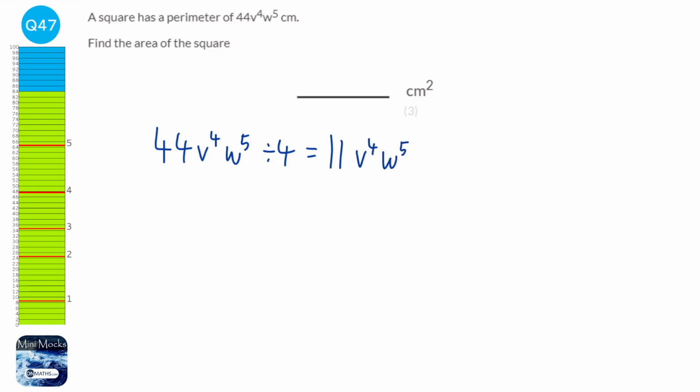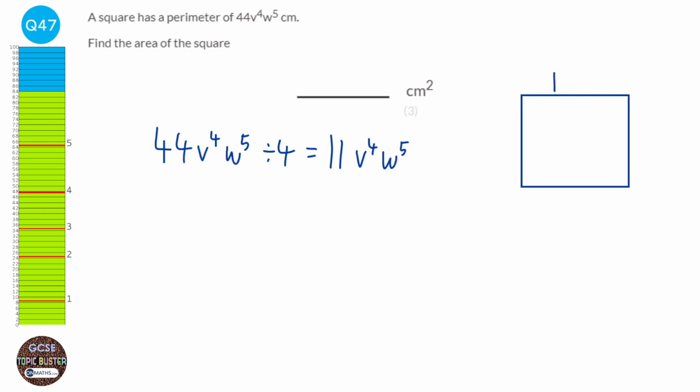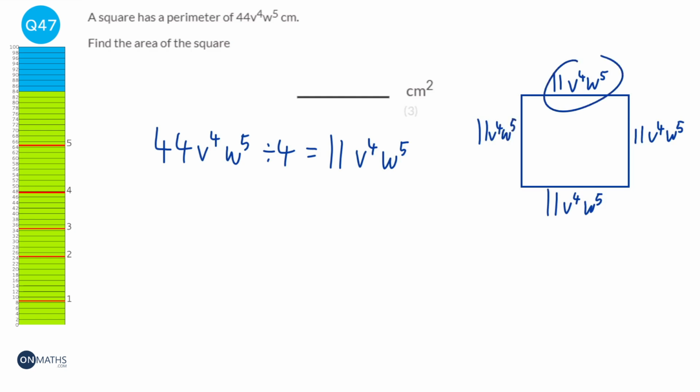Some people will try and do something with the v to the power 4 w to the power 5, but if you think about it, if I just draw out my square, if it's 11v to the power 4 w to the power 5 all the way around, when you add, you don't add the v to the power 4 w to the power 5. It's just going to be 11 lots, another 11, another 11, and another 11. So it's 44 v to the power 4 w to the power 5 in total.